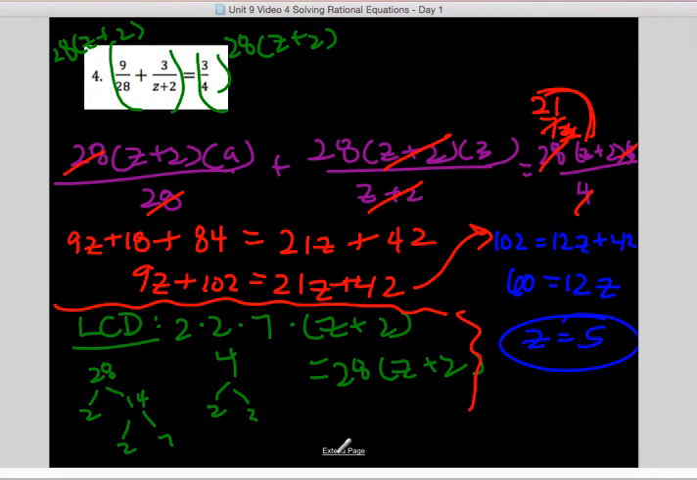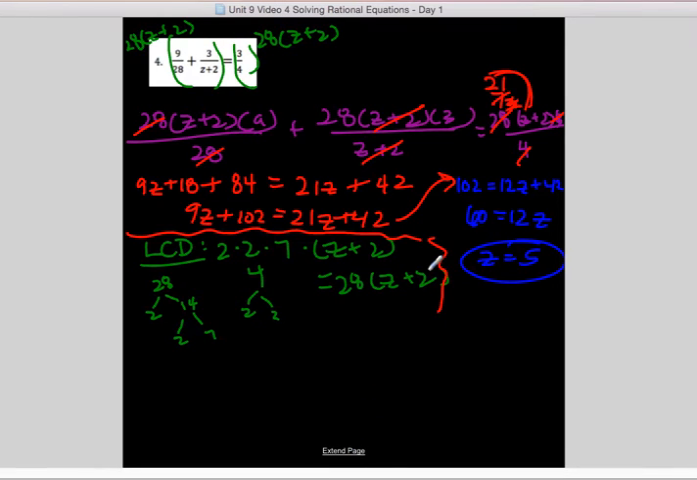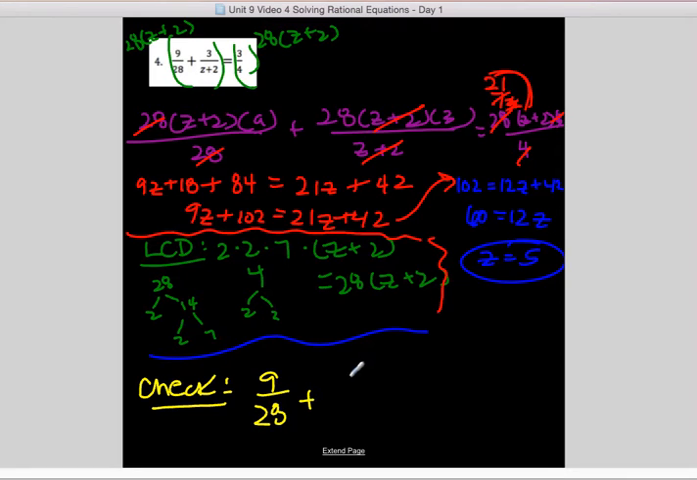Okay. And we should always check to make sure we did it correctly. So I would have 9 over 28 plus 3 over (5 plus 2), so 7. Does that equal 3 over 4? I'm going to leave it up to you. If you type this into your calculator, guess what you get? 3 over 4. Okay. That is example 4.